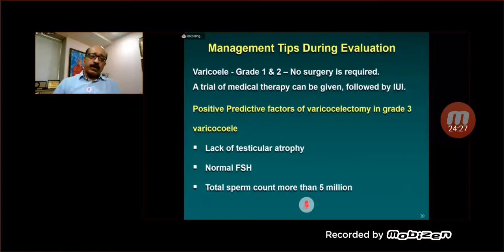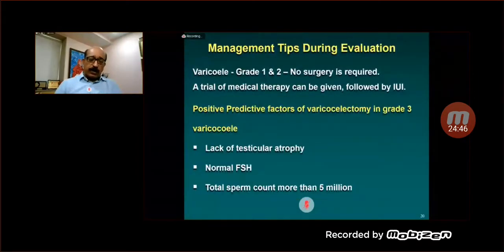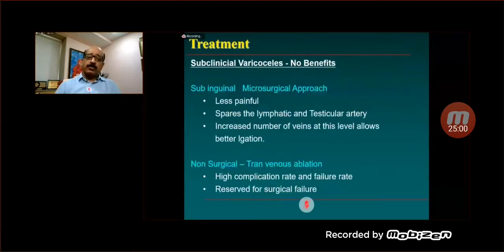As for management tips, grade 1 or 2, that is the mild and moderate, doesn't require surgery. A trial of medical therapy can be given, followed by IUI. A predictive factor for varicocelectomy in grade 3 varicocele: if there is a testicular atrophy, then it should not be considered for surgery. FSH should be normal and the total sperm count more than 5 million, then we can hope for a better outcome with the surgery. Subclinical varicocele or grade 1 varicocele doesn't produce any benefit after surgery, so it should not be considered.